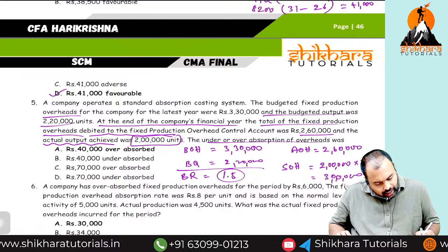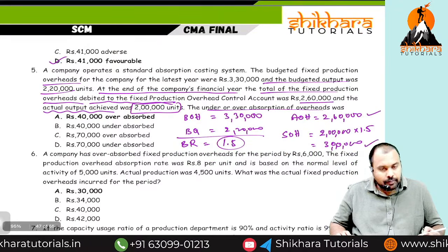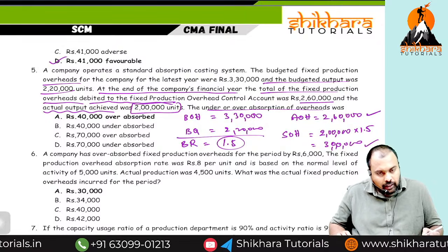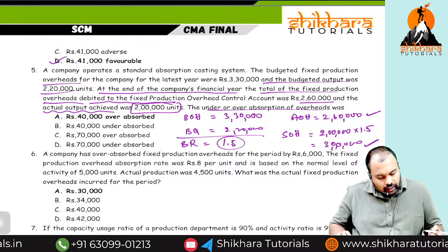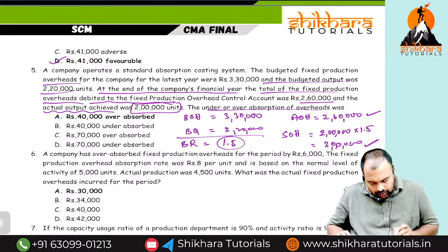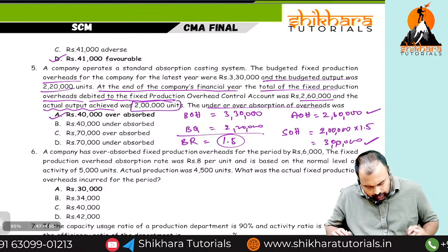We incurred 2,60,000, but we absorbed 3 lakhs. To the P&L account we have taken 2,60,000, but to the cost sheet we have taken 3 lakhs. So we have an over absorption of 40,000. So A should be your answer. Okay, next.